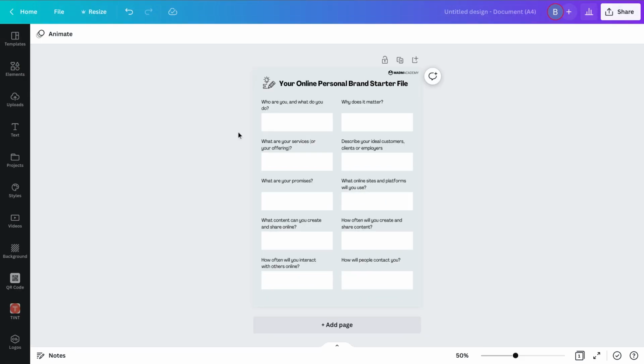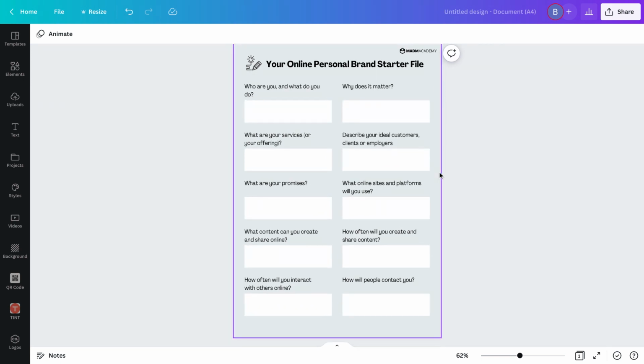But with that being said, we'll have a look at a little document that we've created for MADM Academy members, which is your online personal brand starter file. So this is going to look into who you are, what you do, and more importantly, why it matters, all the way through to what your promises are, what online sites and platforms you're going to use, and then we'll finish that off with how you're going to interact with us online, and also how people will contact you.